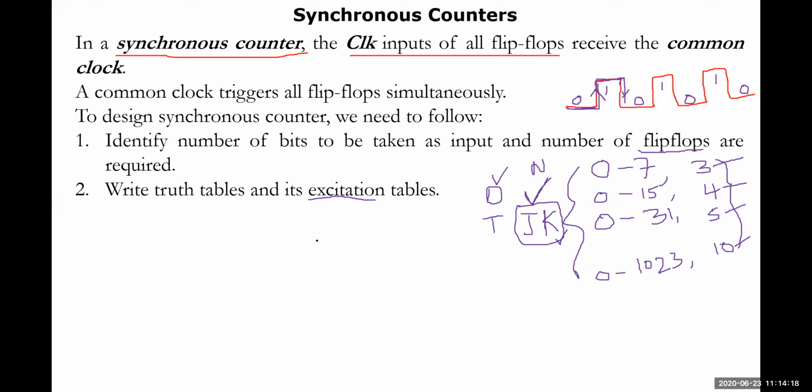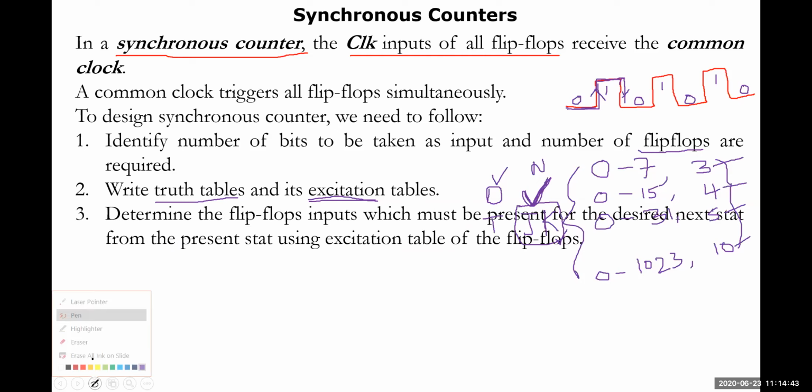Normally, synchronous counters will always be developed using JK flip-flops only. So the highest preference will be given to JK flip-flops. That is why you need to draw the truth tables, and based on the truth tables, excitation tables are also drawn. And the third step, step number 3, will go in such a fashion. So what is that step here?